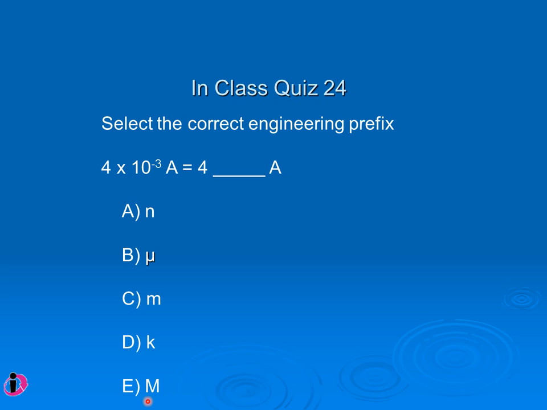Ten to the power -3, which is milli, right? So right answer is C, small m. That's 4 milliamps, right? 10 to the power 3, again kilo, which is K. Right answer is D. Ten to the power -6. So right answer is micro, which is B.